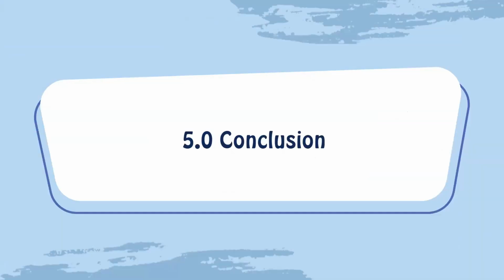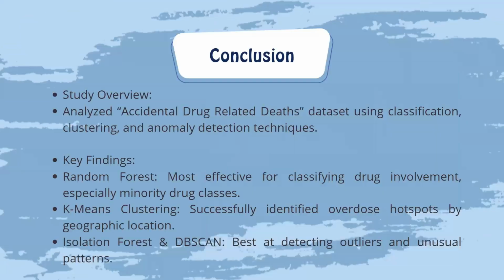The last part is our conclusion. So this is the summary for our report. In conclusion, this report analyzes the accidental drug-related deaths dataset using classification, clustering, and anomaly detection techniques. The key findings in this report are, first, Random Forest is most effective for classifying drug information, especially minority drug classes. The second one is K-means clustering, which successfully identified overdose hotspots by geographic location. And the third one is Isolation Forest and DBSCAN, which are best at detecting outliers and unusual patterns.